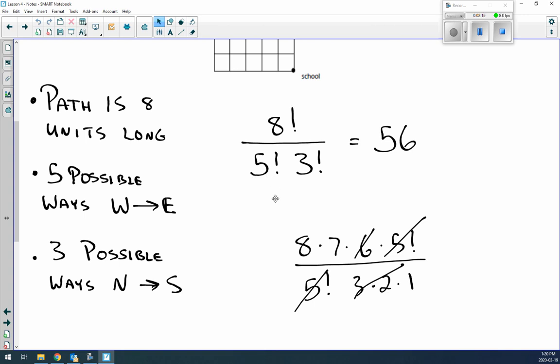Okay, that was lesson 4. Lesson 5 is coming along lines right away with combinations.